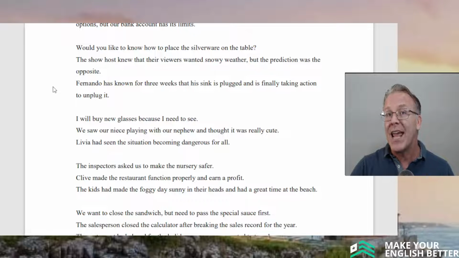Where do you put the knife? Where do you put the spoon, for example? Okay? The show host knew that their viewers wanted snowy weather. Who doesn't? But the prediction was the opposite.